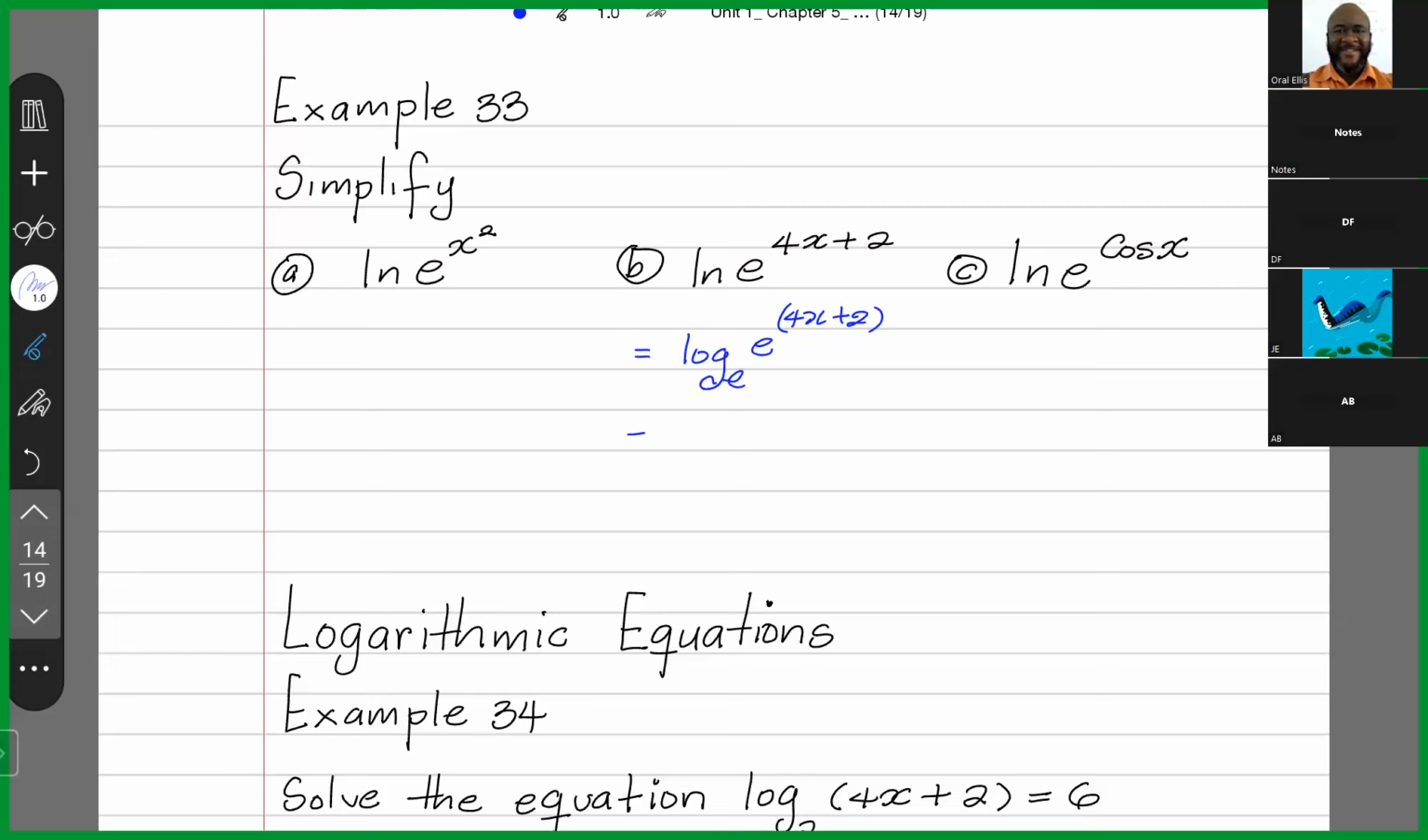Now, using law 6, I can bring the power to the front. So now I have 4x plus 2, which is the power, multiplied by log to the base e of e. Now, using the first law of logarithms, log to the base e of e is 1. So this is 4x plus 2 multiplied by 1, which is just 4x plus 2. Please do A and C.